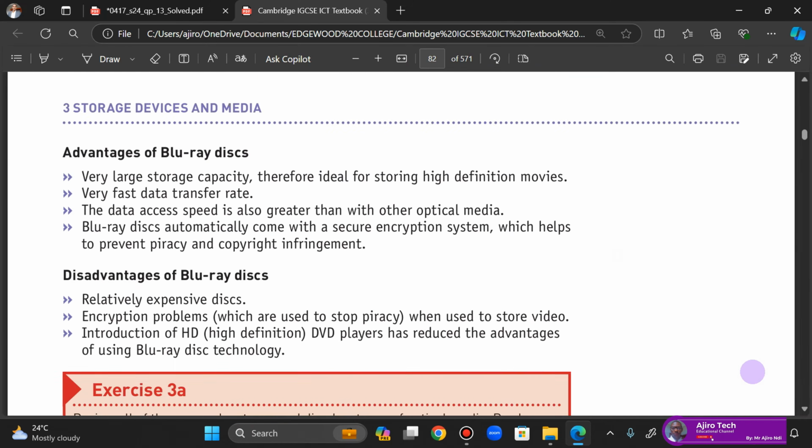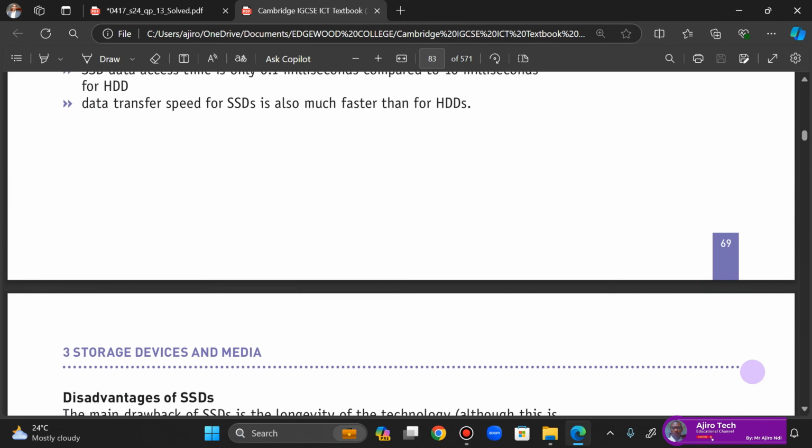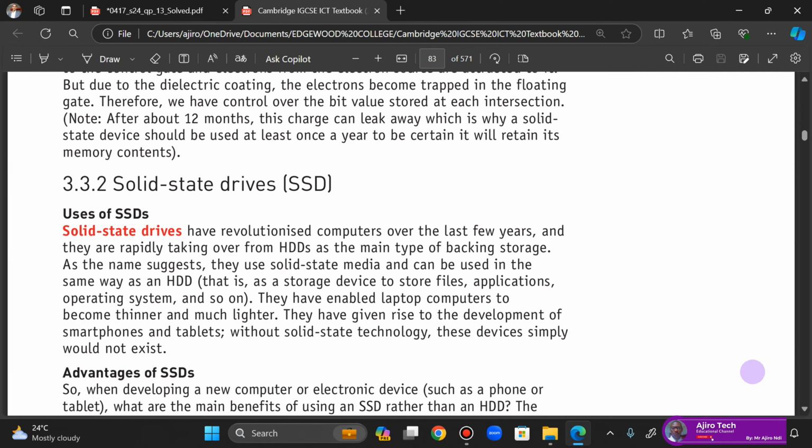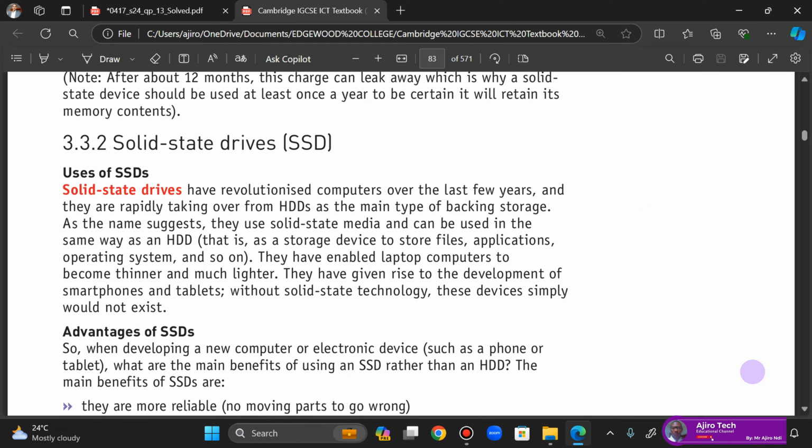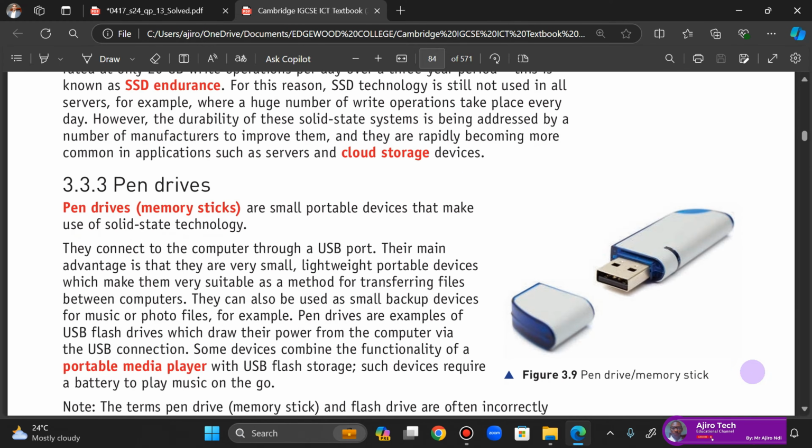Scroll down to the solid state. Good. So now you see that we have the solid state, which has made computing more thinner, and faster, and even lighter. And then we have the pen drive, which are small portable devices that make use of the solid state technology. All right? Okay.